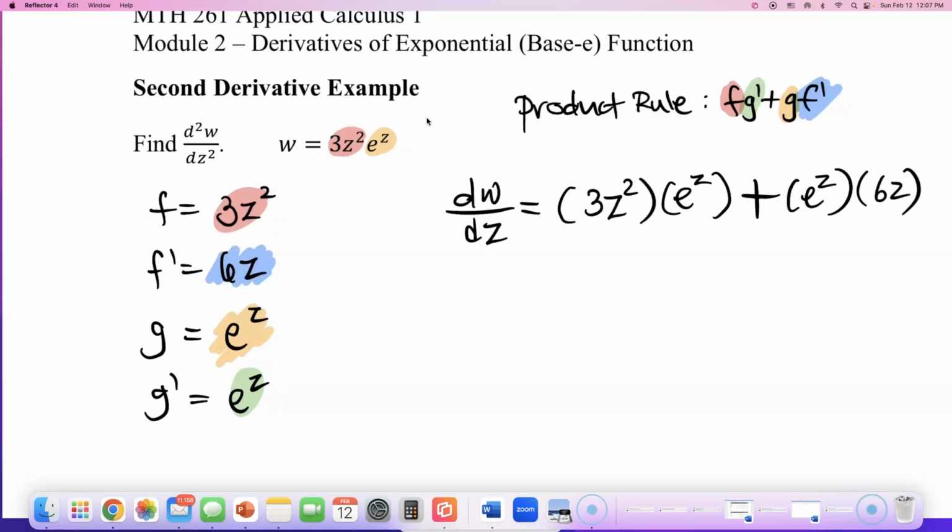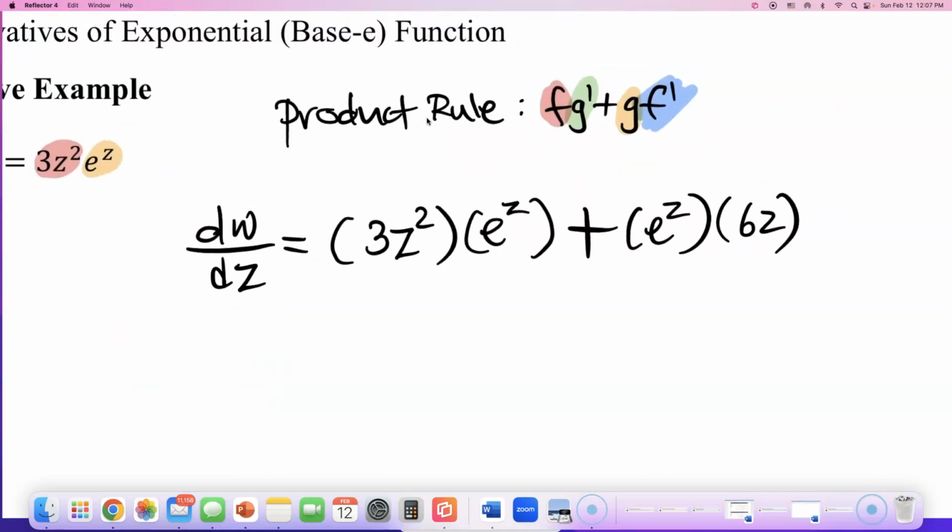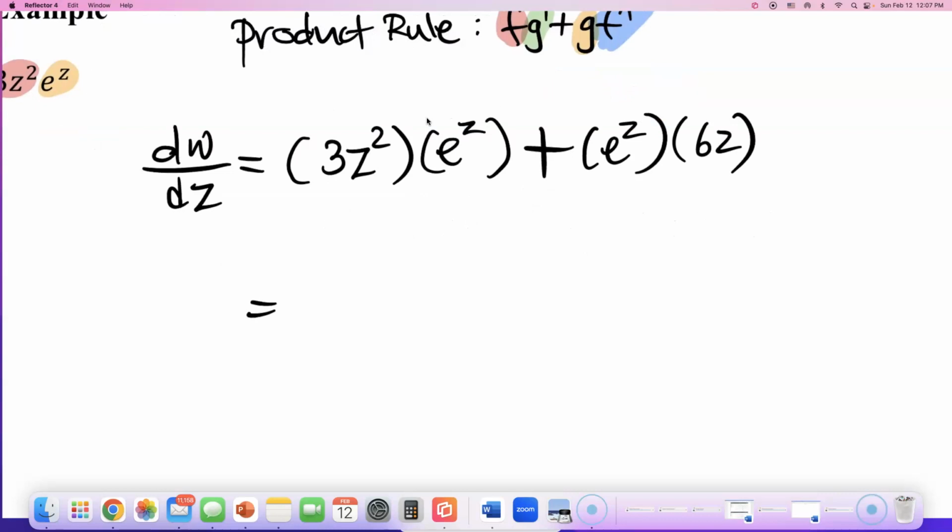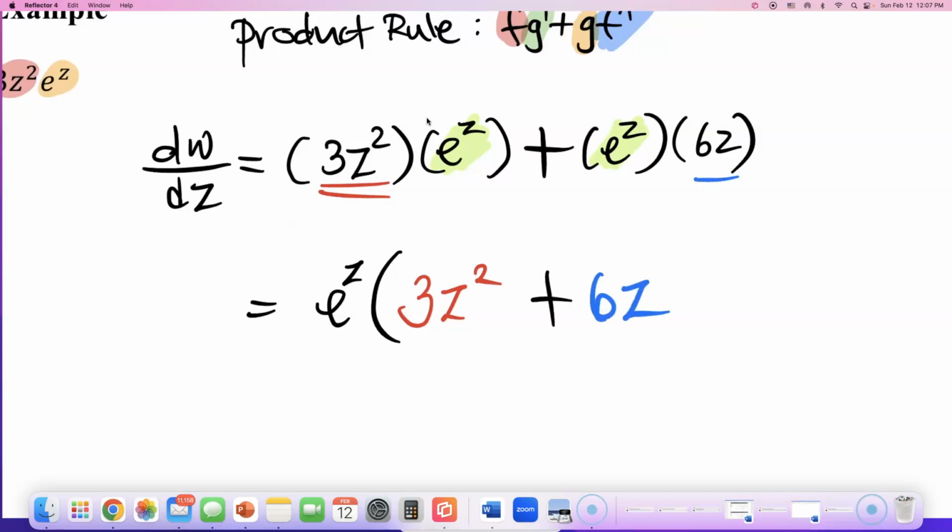All right, let's simplify this. I've usually been factoring out this exponential term, right? So let me factor out this e to the z power to the front. What's left inside then? We have 3z squared plus 6z left inside. So that's the first derivative.